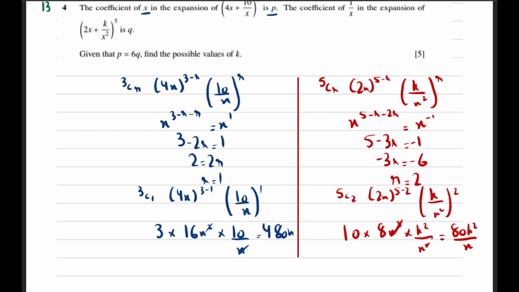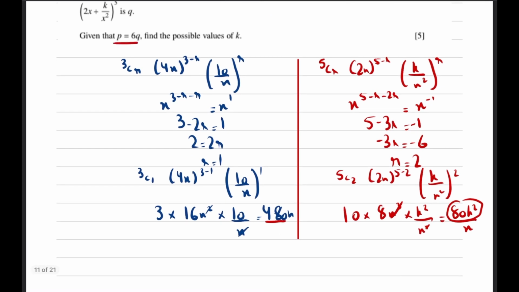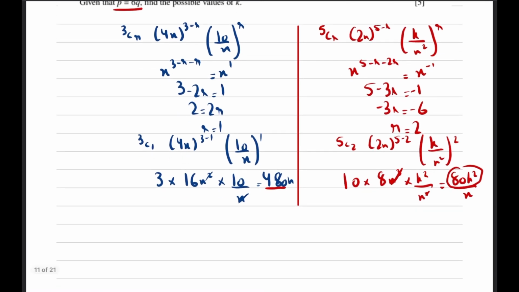Okay. So now the coefficient of x is p. So this was p, 480. And the coefficient of 1 upon x was, bache, what? Q. So q was 80k square. We need to show that p is equal to 6q and we need to find the possible value of k.